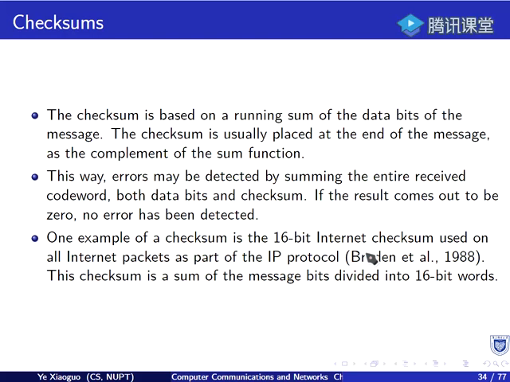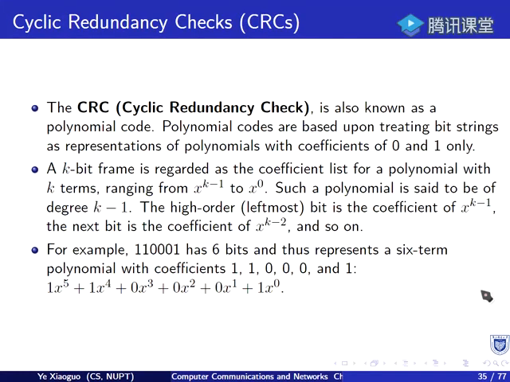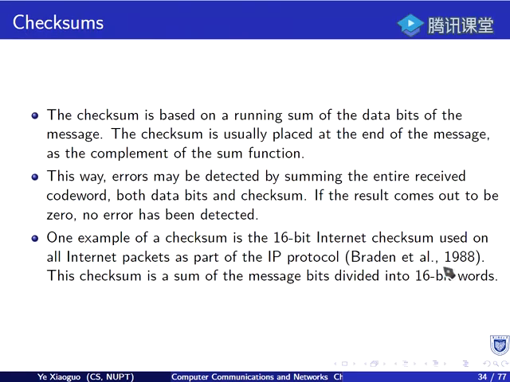For example, on the internet, a kind of checksum, the 16-bit internet checksum, is used on internet packets as part of the IP protocol. This checksum is a sum of the message bits divided into 16-bit words. Then we will talk about checksum coding in chapter 5.